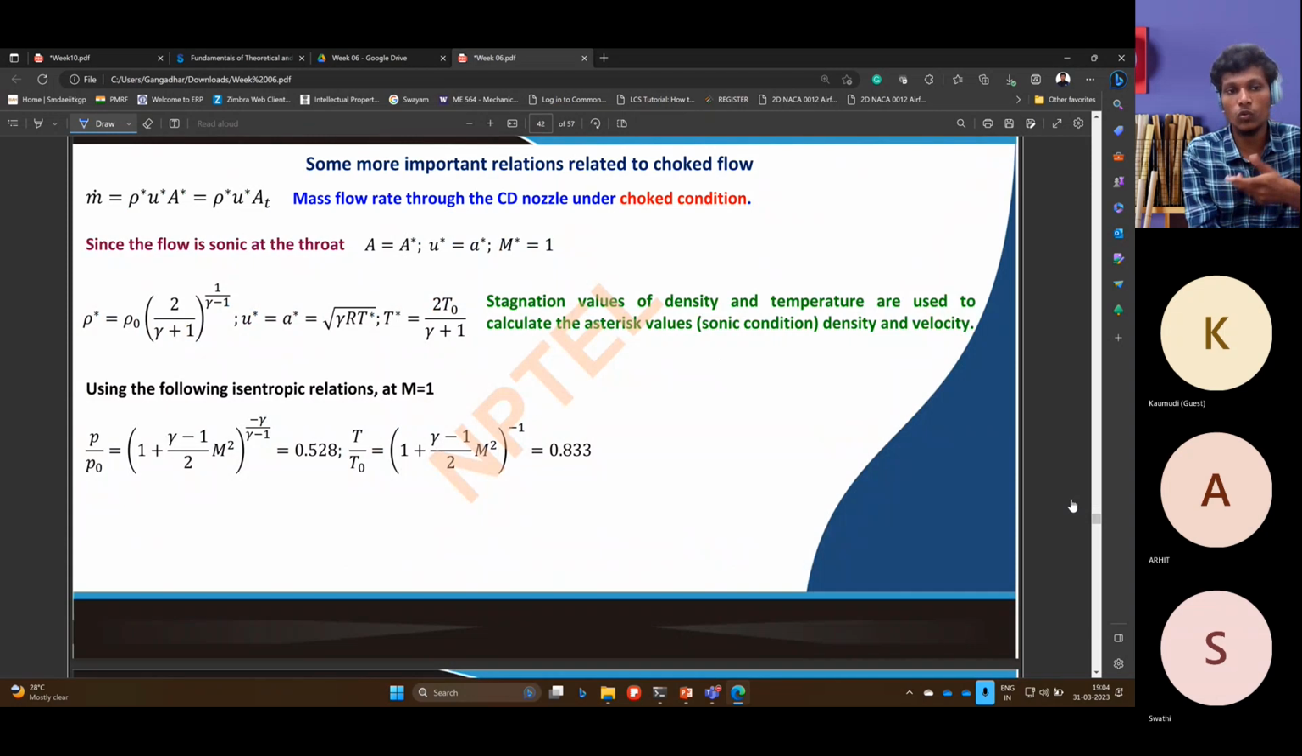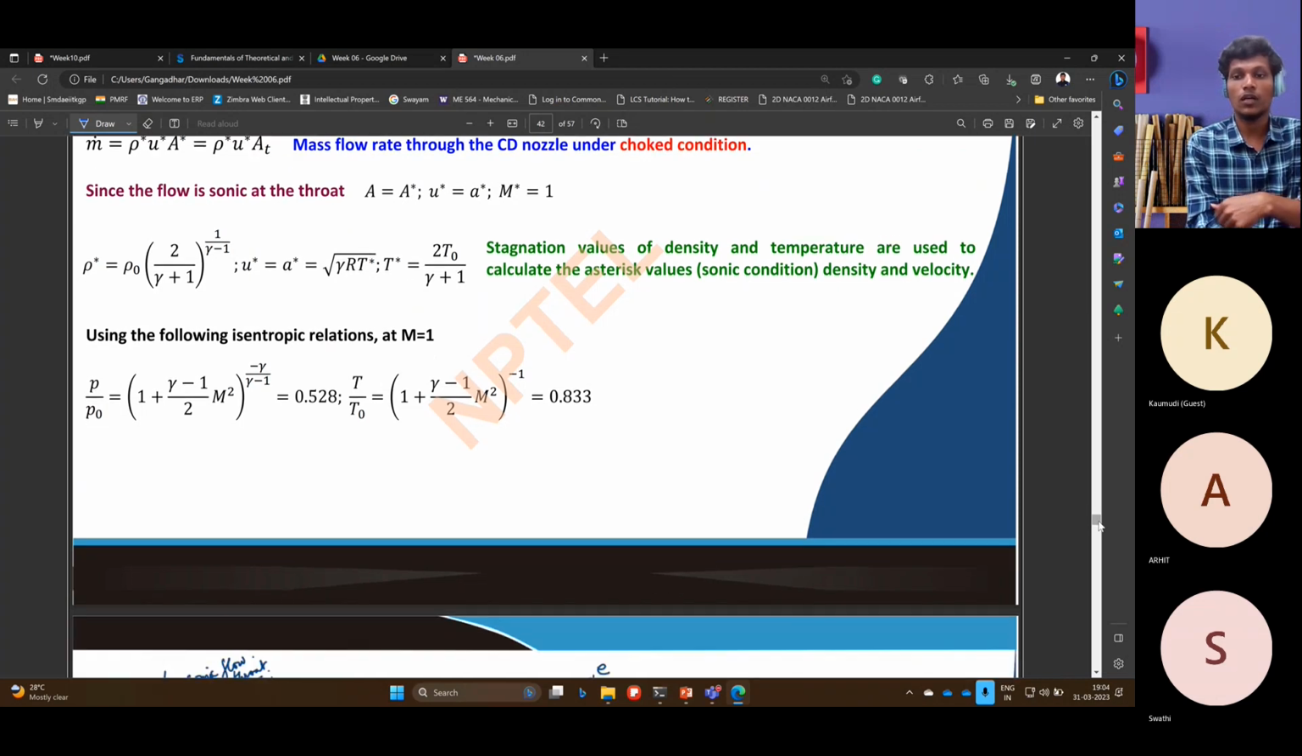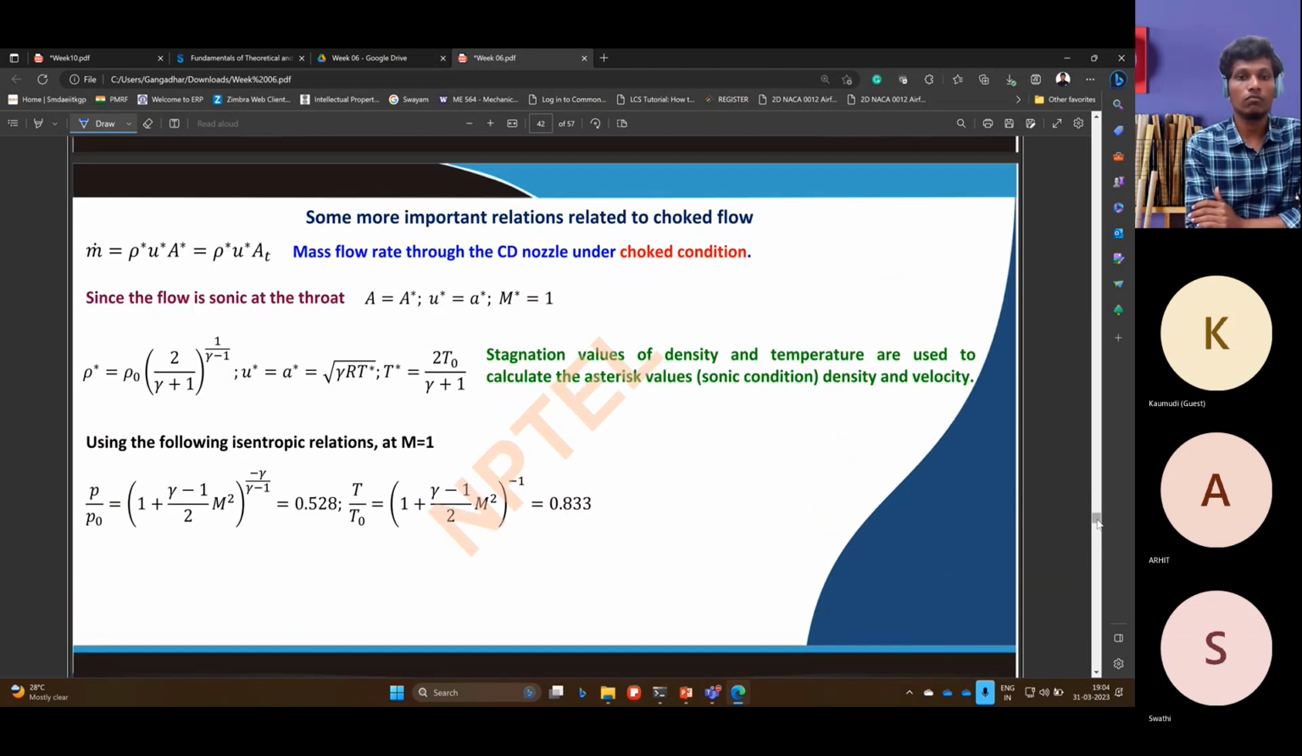If you don't know the derivations of those things, it is not a requirement, but you need to understand how these equations are affecting each parameter, the influence of each parameter on another parameter, and how theoretically you can relate that. If you are interested to learn all those derivations, you can go through the advanced classes, and you can learn them in those advanced gas dynamics lectures.